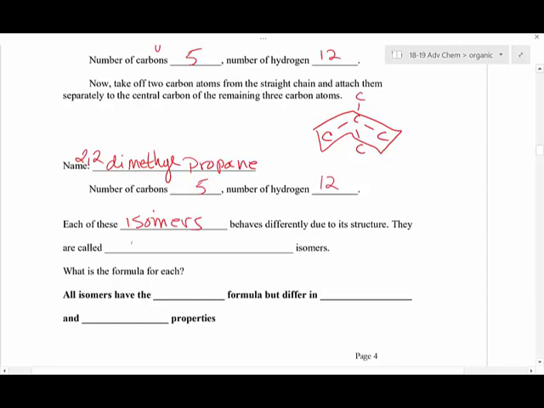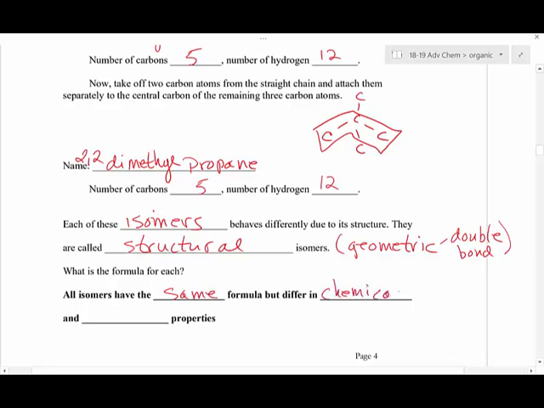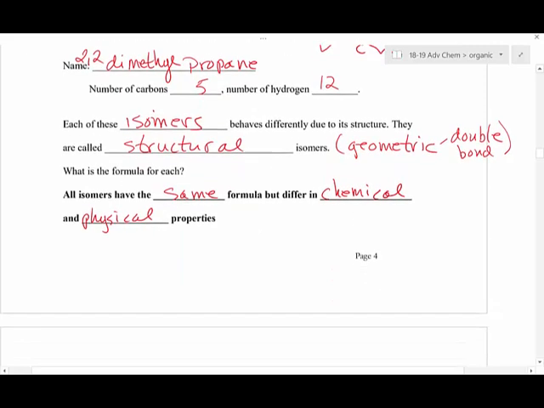Of course, there's still 5 carbons, 12 hydrogens, and each of these structural isomers behaves differently due to its structure. They are called structural isomers, and later on we'll learn about geometric, and geometric requires a double bond. And since we're only working with single bonds, this is structural. All isomers have the same formula but differ in chemical and physical properties. So they may boil at a different temperature, they will react differently, and we can distinguish them and separate them according to those properties.